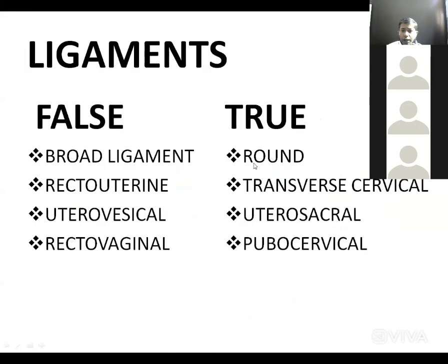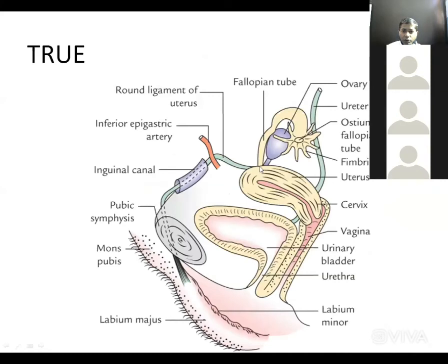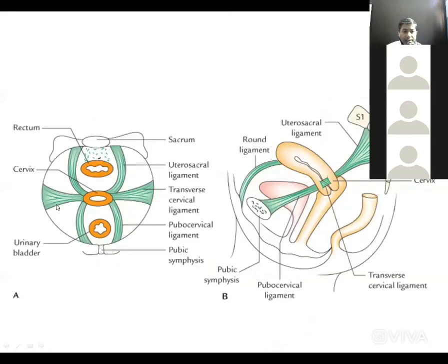So how is the round ligament? Look here: attached to the lateral angle of the uterus, passes anteriorly, forwards and downwards, winds around the inferior epigastric artery, passes through the deep inguinal ring, superficial inguinal ring, the inguinal canal, and splits into septa to be attached to the labia majora. Whereas the name itself suggests for these three: transverse cervical, transversely placed; uterosacral; and pubocervical.